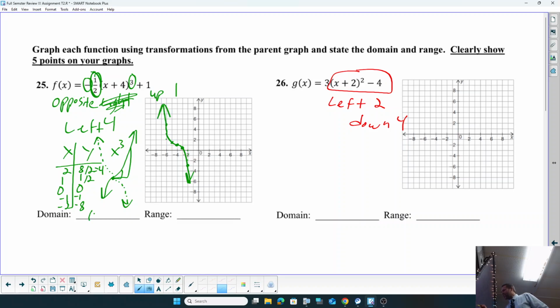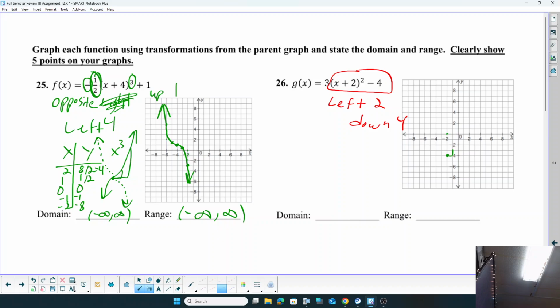What's the domain and range? Negative infinity to positive infinity, going to the left and going up and down. This one's a little different though. So this is the left 2 now. So we're going to go left 2 and then down 4.